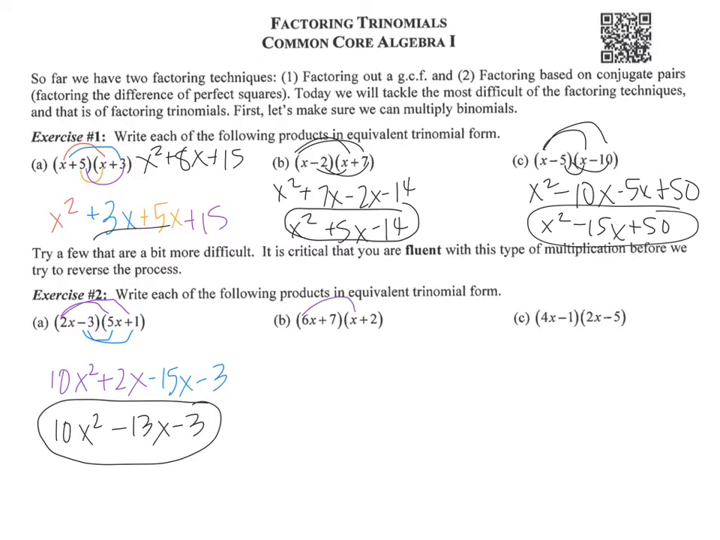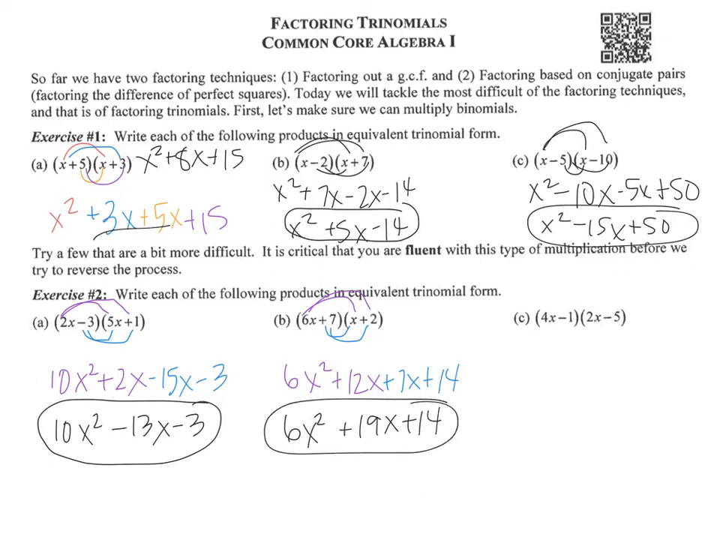Again, you can always pause and see if you can do these on your own. So 6x squared, positive 12x, 7x, positive 14. Combine like terms. So 6x squared plus 19x plus 14. Our last one, 8x squared, negative 20x, negative 2x, positive 5. So 8x squared minus 22x plus 5.